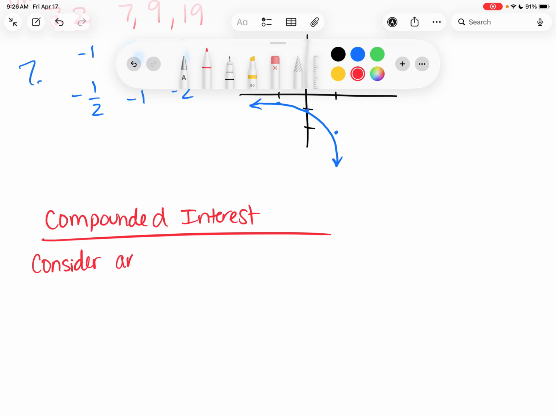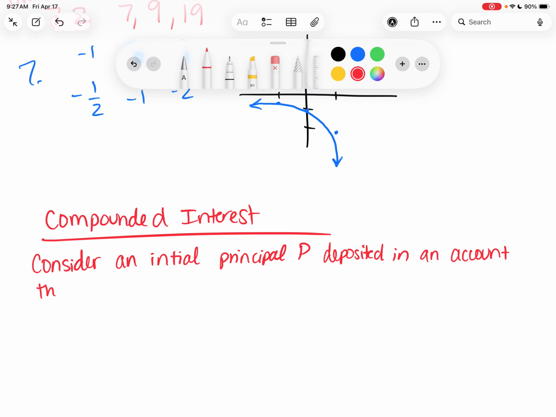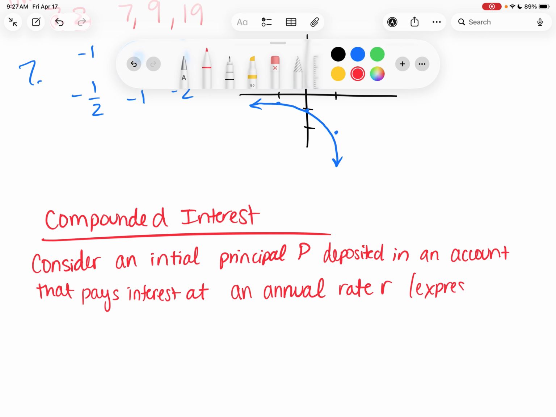Consider an initial principal P deposited in an account that pays interest at an annual rate R, expressed as a decimal, so same thing as what we did yesterday.